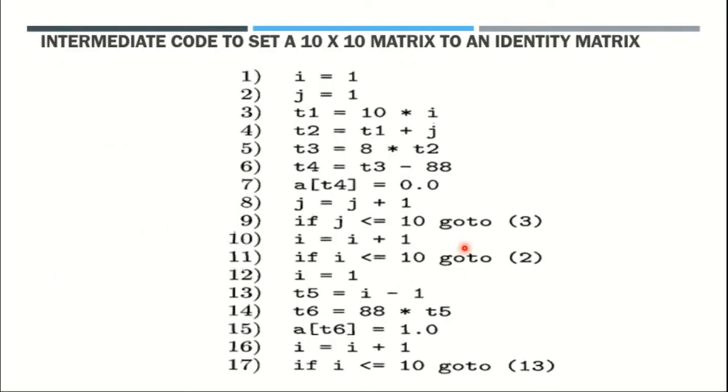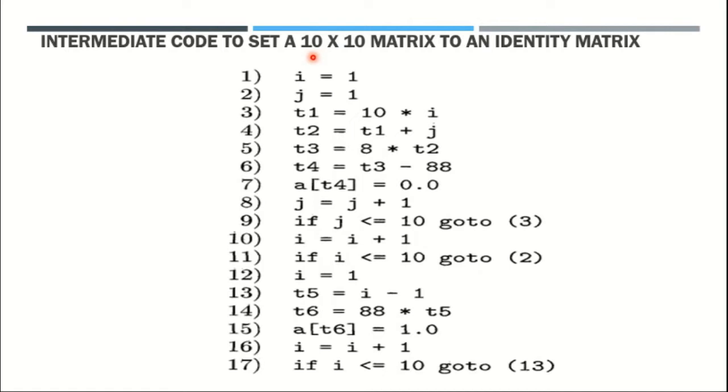Now consider an example, and we discuss how to divide that particular 3 address code representation into several basic blocks. This is an intermediate code representation for a matrix, which represents the identity matrix, 10 by 10. It contains a total of 17 lines of 3 address code. As per rule 1, the first 3 address code instruction is a leader. So here, i equal to 1 is a leader.